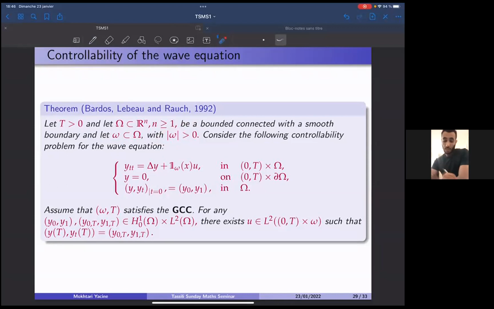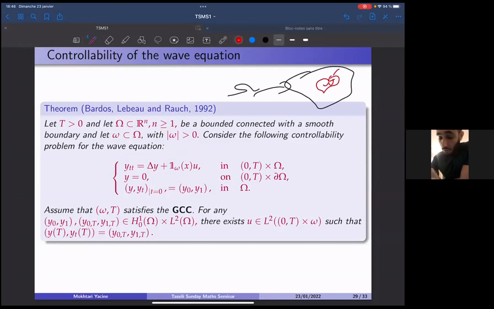And I consider this wave equation, just the wave equation, and I will exercise a control in this region. So this is capital Omega, and this is the control region, small omega. And we have to control the whole wave equation from this control region here. This question has been answered by Bardos, Lebeau and Rauch in 92 under the assumption of GCC.